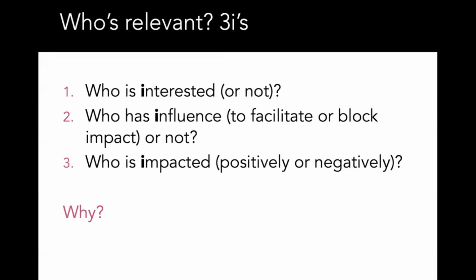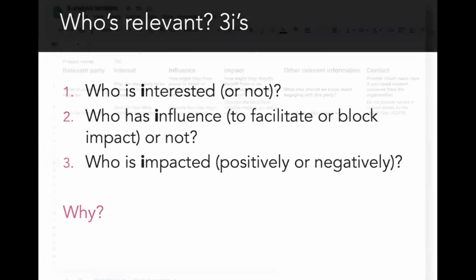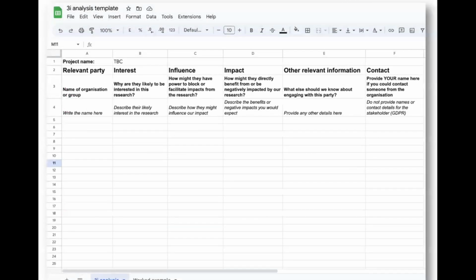Who is interested or not, we'll come back to the or nots, who has influence, either to facilitate or block my impact, and who ultimately is going to be impacted, either positively or negatively. And so we're looking at both sides. We're taking a critical approach. This is not just about how can I achieve the maximum impact with the most obvious group. We're thinking much more critically and asking these why questions. And we do so in a really systematic way.